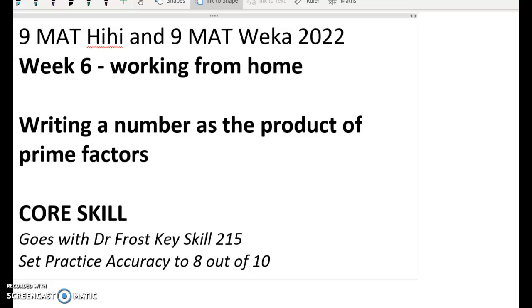I want you to watch this video and do the examples with me into your book, and then you'll go on to Dr. Frost and do that key skill. When you're working on the key skill, I want you to set the practice accuracy to 8 questions out of 10. So some of you in 9 Hihi and 9 Weka have done this already last week, so just make sure you guys are working through the Google Doc through all of the other skills that we've got to cover.